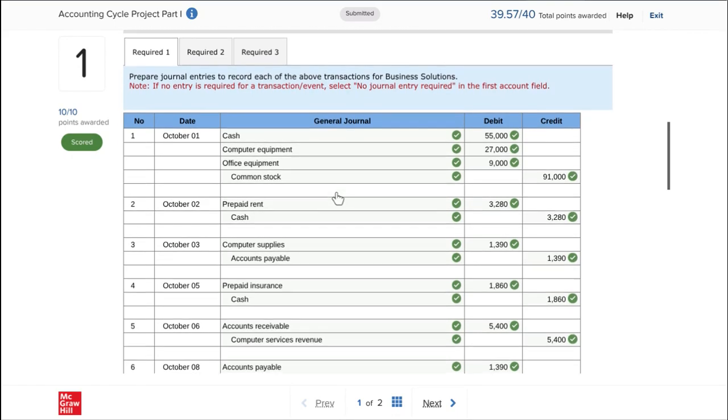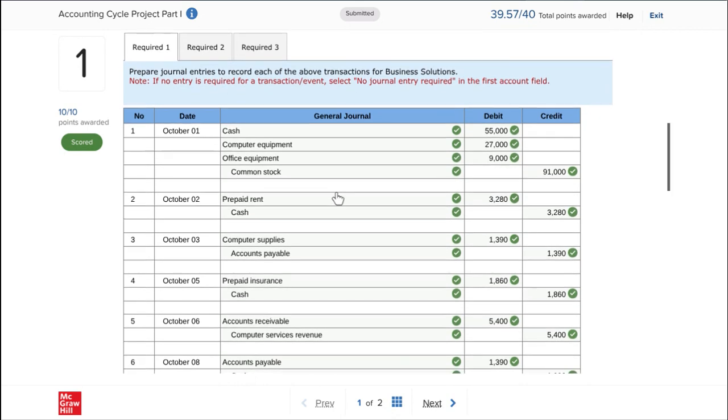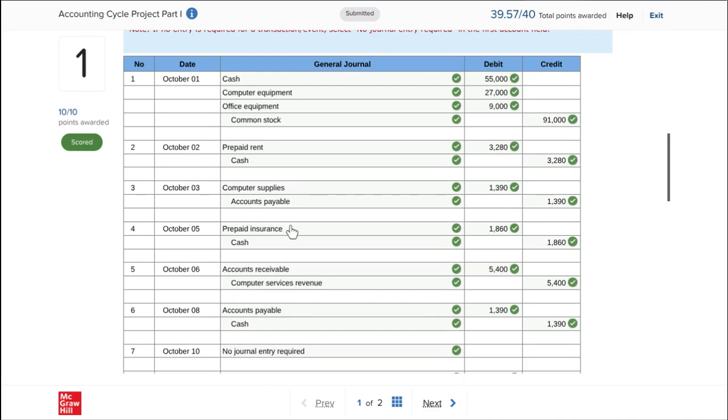When the company paid cash for 4 months' rent, it didn't get recorded right away as rent expense. Instead, I debited prepaid rent and credited cash because this payment covers future months, not just October. This was similar for paying for a year of insurance. I debited prepaid insurance and credited cash.